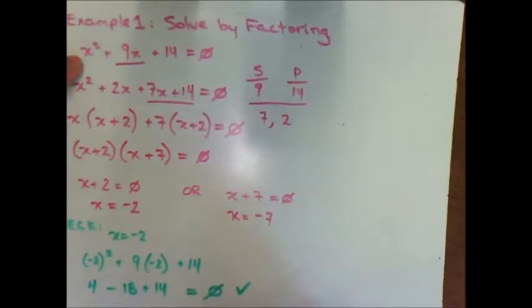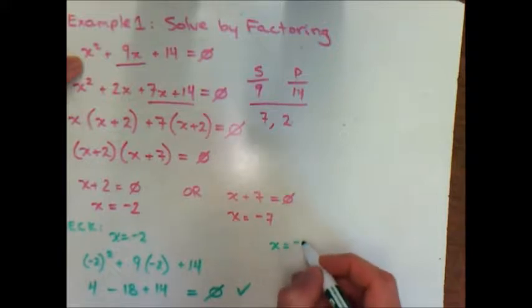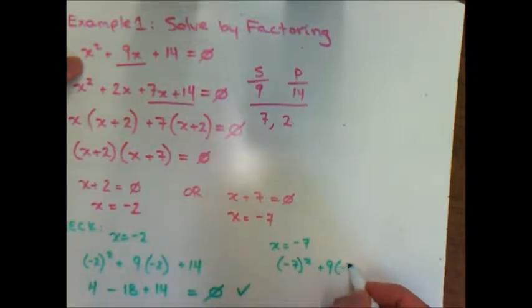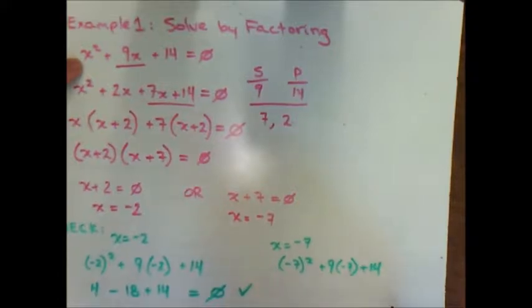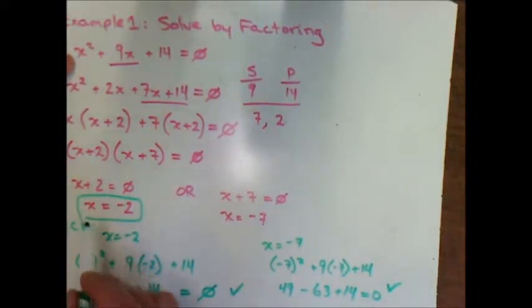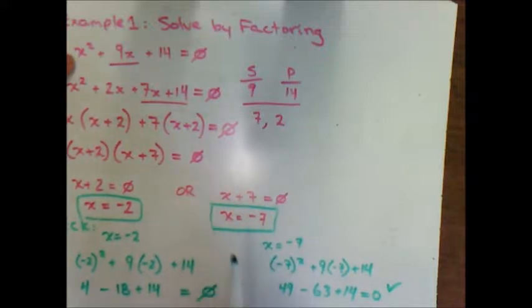Let's go ahead and do the exact same thing for our second answer, which was x equals negative 7. All I have to do is sub it back into my original equation. Negative 7 squared plus 9 times negative 7 plus 14. Multiply it out. I have negative 7 squared, which is positive 49. I have 9 times negative 7, which is negative 63. And I have positive 14. This does equal 0. So I've now checked that my factors are correct. x equals negative 2 is a solution to the quadratic equation, and x equals negative 7 is a solution to the quadratic equation.